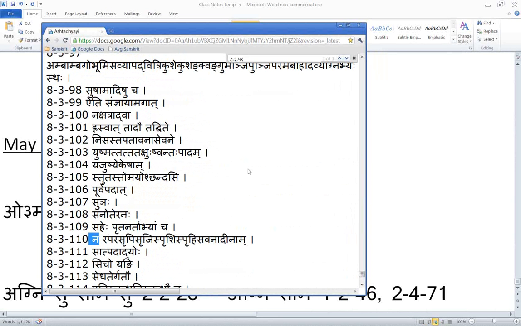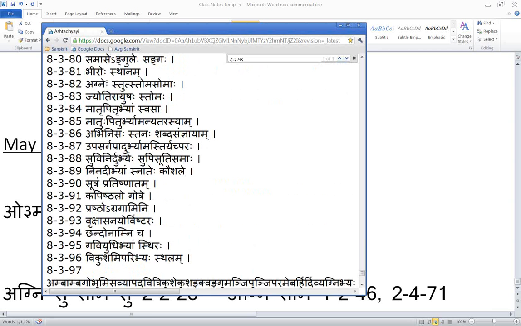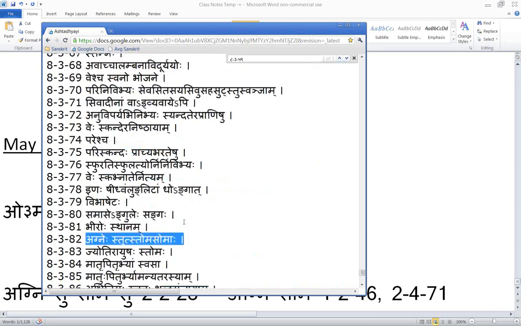From 8-3-110 starts the section Ashta. You need to keep the Ashtadhyayi also in mind. And the Kaumudi will not tell you this now. Kaumudi will only take one sutram from here. It took only the sutram Sat Padadhyo. It might take a sutram which is, 8-3-82 we saw, Agnehe Stut Stoma Somaha.